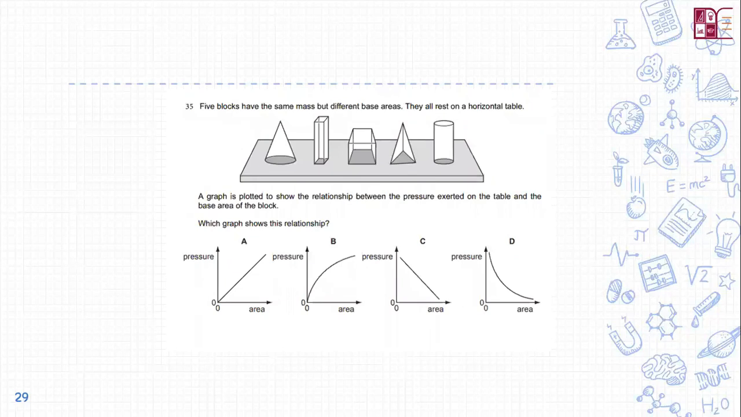All right. 5 blocks of the same mass but different base areas. They all rest on a horizontal table. The graph is plotted to show the relationship between the pressure exerted on the table and the base area of the block. Which graph shows the relationship? So like we discussed, pressure equals force upon area, being inversely proportional to area. So as area increases, pressure decreases, but not linearly, it decreases exponentially. So D should be the answer for that.